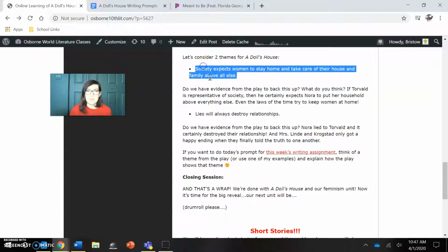The first theme that we might say from A Doll's House is that society expects women to stay home and take care of their house and family above all else. Do you guys think we have evidence from the play to back this up?